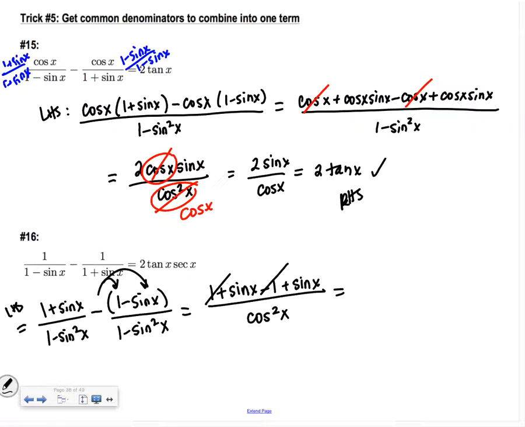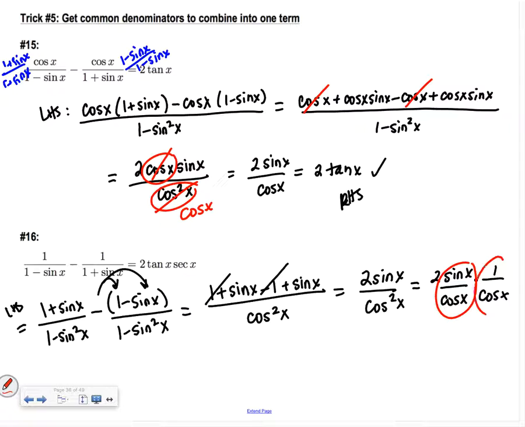So my 1 and my minus 1 cancel, and I have 2 sine of x over cosine squared x, which breaks apart into 2 sine of x over cosine of x times 1 over cosine of x, because I'm noticing that I need a tangent and a secant. And that's what I have. So if you see, this is tangent, this is secant. So I get 2 tangent of x times secant of x. Well, not my answer, but that's my right-hand side.